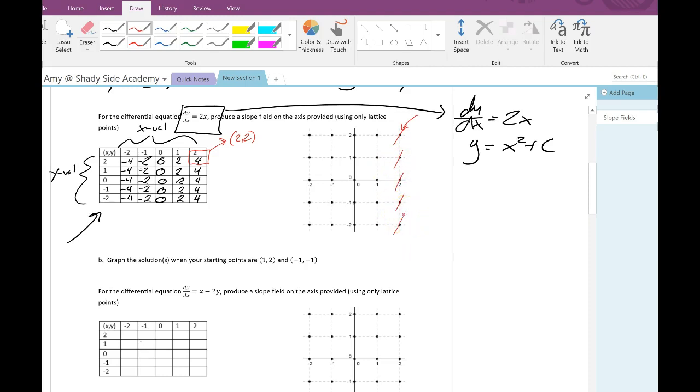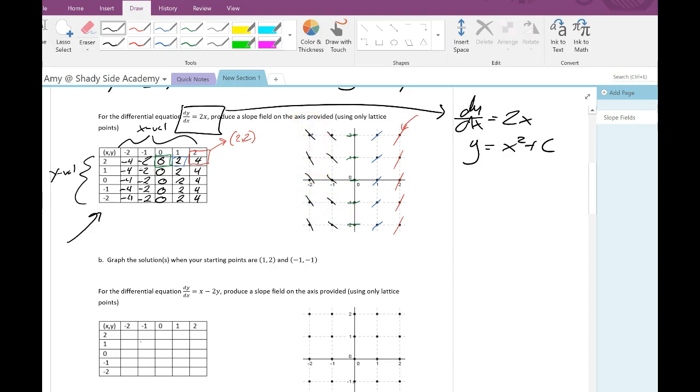And now at x equals 1 here, I'm going to put slopes of 2, so a little less steep. So 2, 2, 2, 2, 2. Then at x equals 0, the slopes are 0. I'm going to keep doing this: negative 2, negative 2, negative 2, negative 4, negative 4, negative 4.